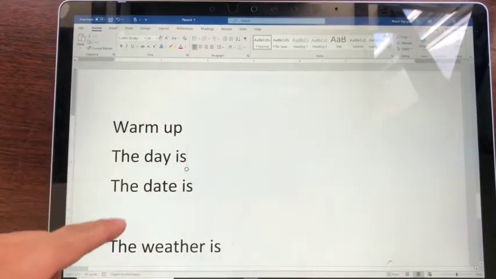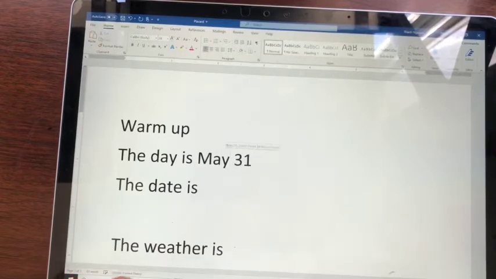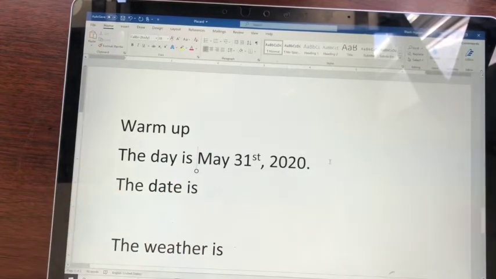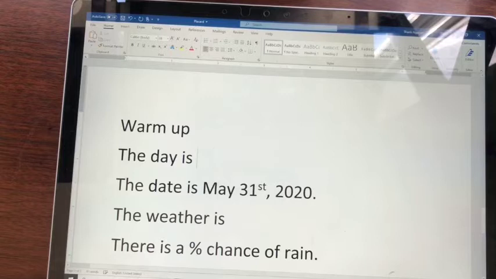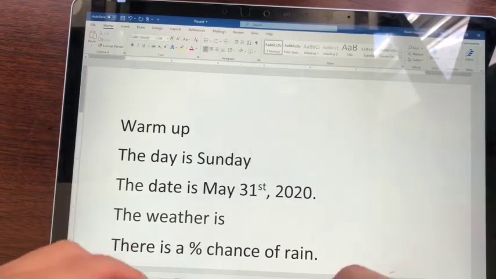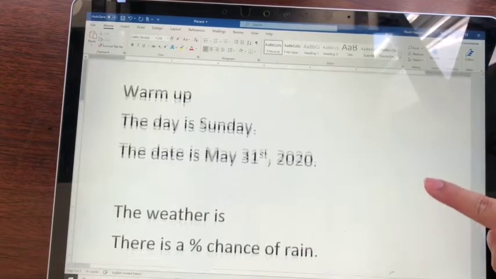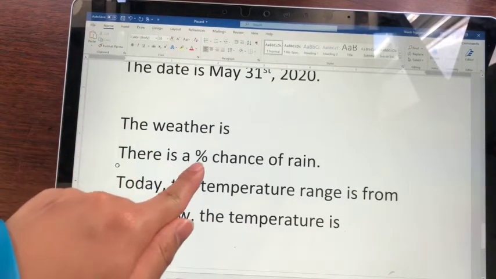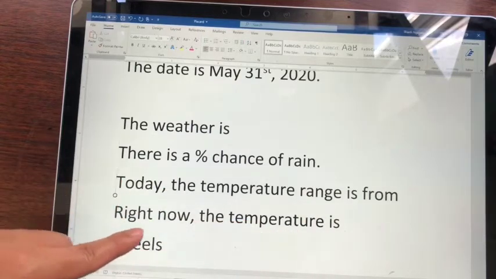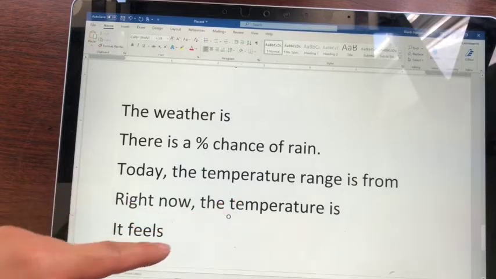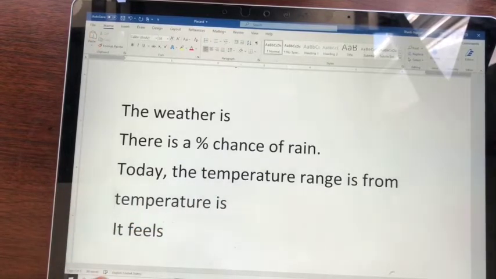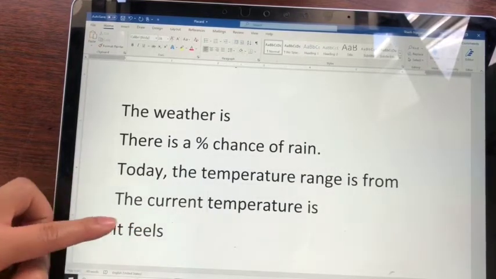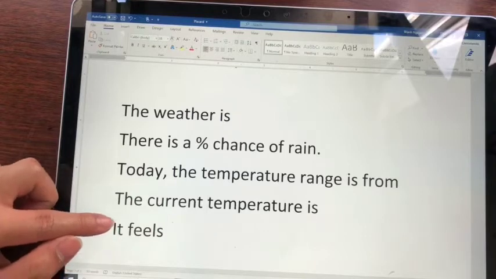The warm-up. The day is May 31st, 2020. Oh, no, that's the date, sorry. May 31st, 2020. The day is Sunday. Now let's look at the weather. So, we want to know what the weather is today, what the chance of rain is. We want to know the temperature range and the temperature right now. So we can say this is the current temperature. The temperature right now is the current temperature. And then I want you to tell me, how does it feel? Are you ready?